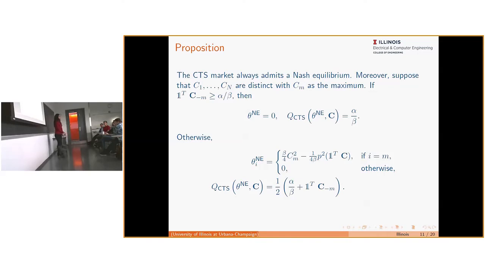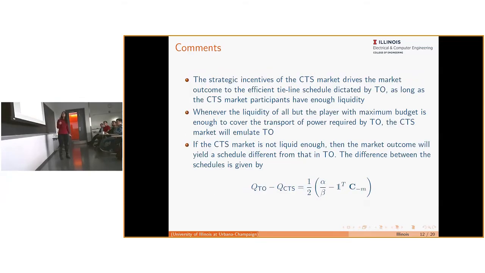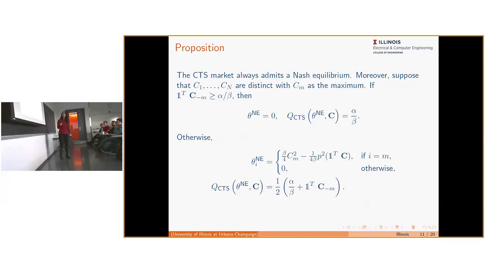First of all, the CDS game always admits a Nash equilibrium, and moreover, if we assume that the liquidities of the n players are distinct, with Cm denoting the maximum liquidity, then if every set of n-1 players has sufficient liquidity to supply the maximum demand, the Nash equilibrium theta is at 0, and the CDS schedule coincides with the theoretical optimal.